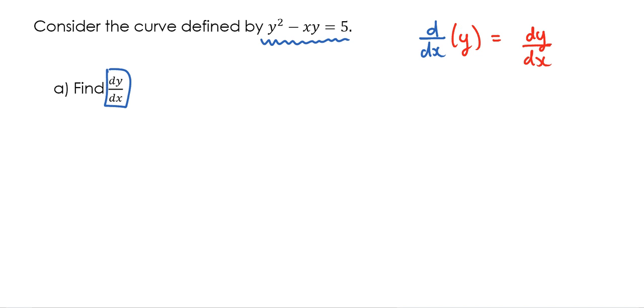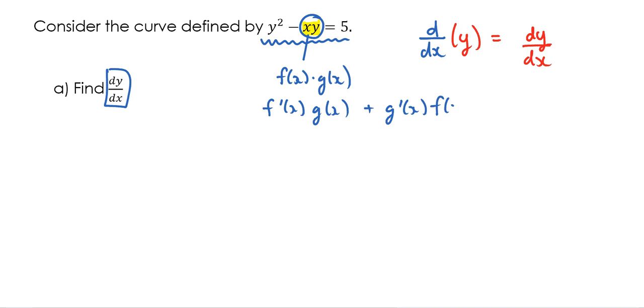And I want to note that whenever you have an expression like this, x times y, that's the same thing as f of x times g of x. So you have to apply the product rule when you're dealing with the x and y term right there. So think of the product rule: f prime of x times g of x plus g prime of x times f of x. You definitely have to use the product rule when you're working with a question like this. Okay, so let's go right ahead.